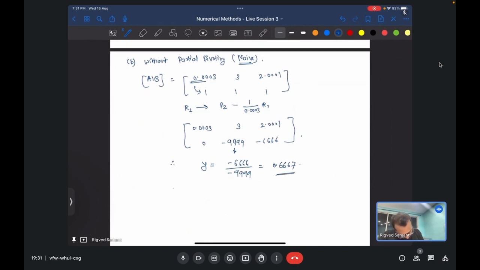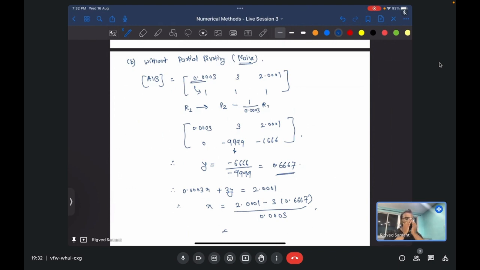Now let's find x. From equation 1, 0.0003x plus 3y is equal to 2.0001, right? So what would be x? x would be 2.0001 minus 3 into 0.6667, divided by 0.0003.